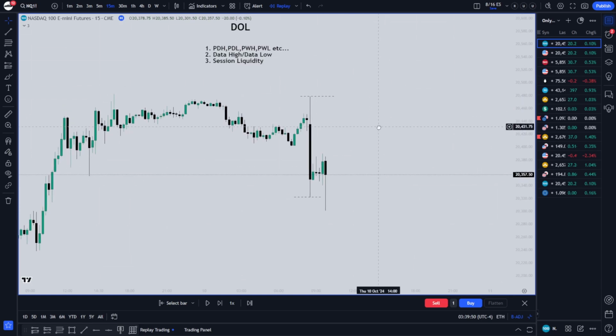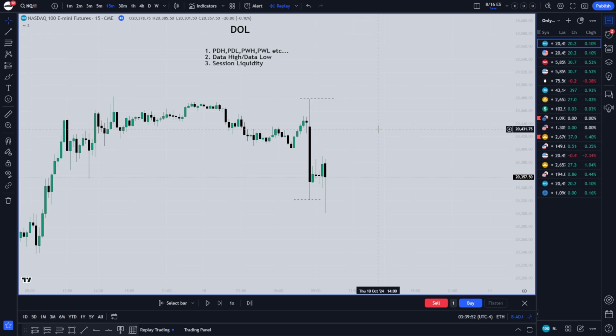This is because we're going to have a lot of leftover orders. There's going to be a lot of liquidity stored at those highs. So we want to focus on how we can position ourselves to target those highs.